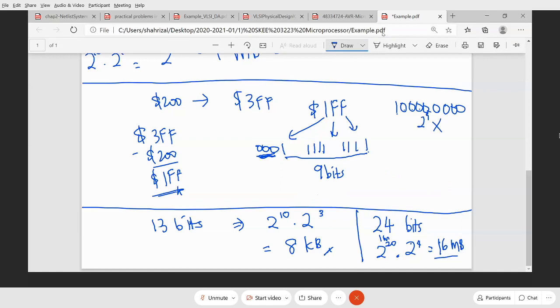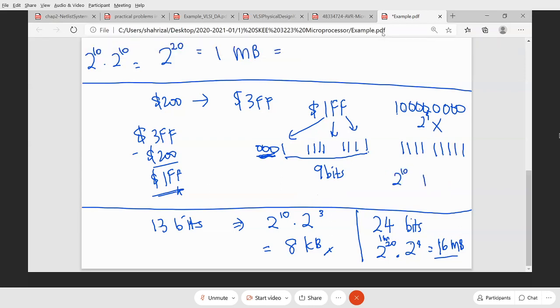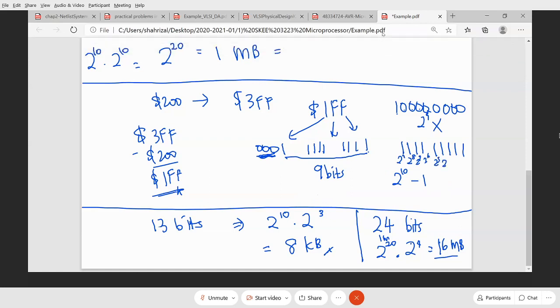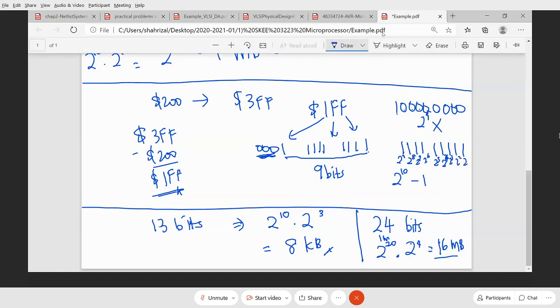Our value is maximum. We take the whole lot of 9 bits, so it's actually 2 to the power of 10 minus 1. Or what you can do is 2 to the power of 9 plus 2 to the power of 8 plus 2 to the power of 7, plus 2 to the power of 6, plus 2 to the power of 5, 2 to the power of 4, 2 to the power of 3, 2 to the power of 2, 2 to the power of 1.